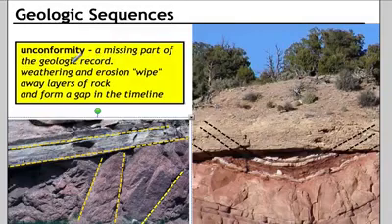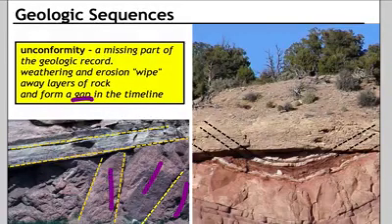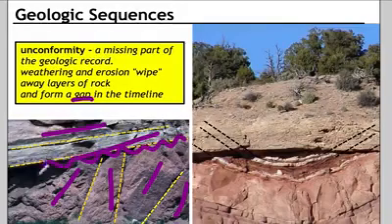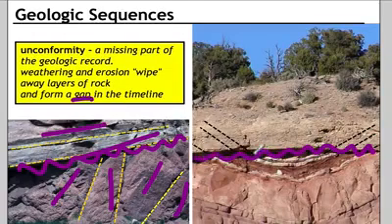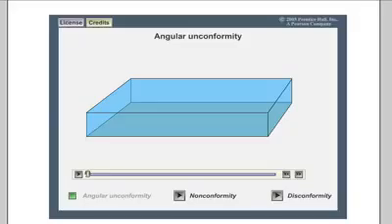Weathering and erosion will wipe away layers of rock, forming a gap in the timeline. Here we have a couple of photos, and we'll see some more in a minute, where you have a definite change from rocks that are aligned this way to something occurring where the rocks are now aligned going across. This area here would be the unconformity. In this photo on this side, this layer here would be known as the unconformity. So it changed from one type of structure to another by erosion.